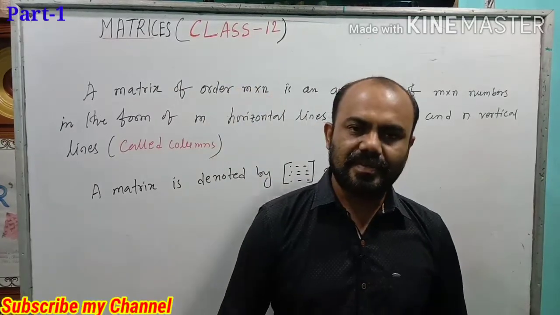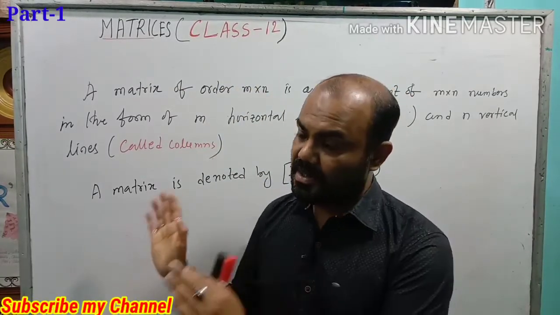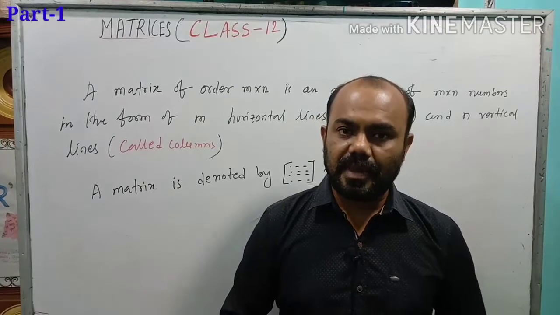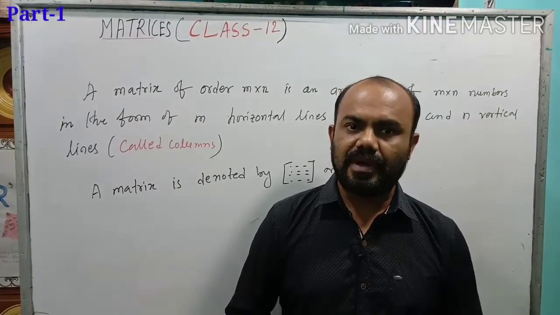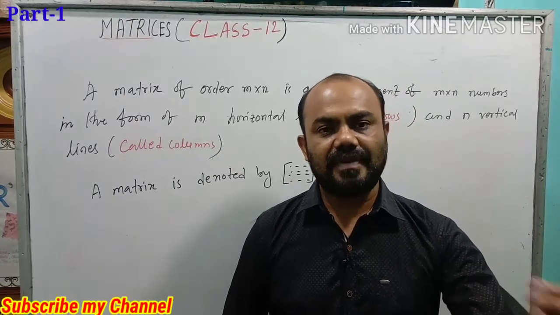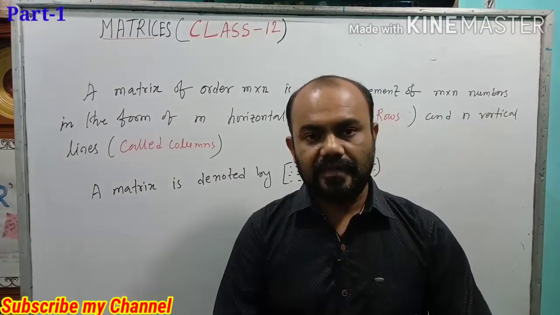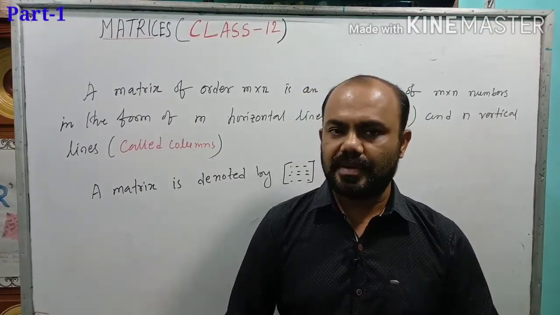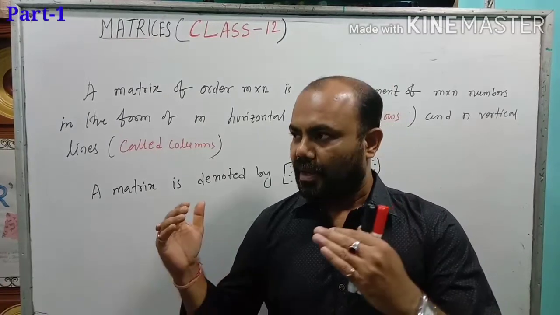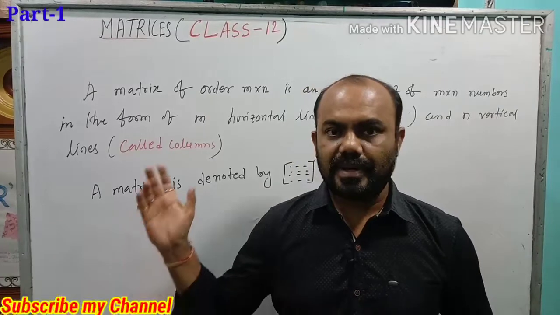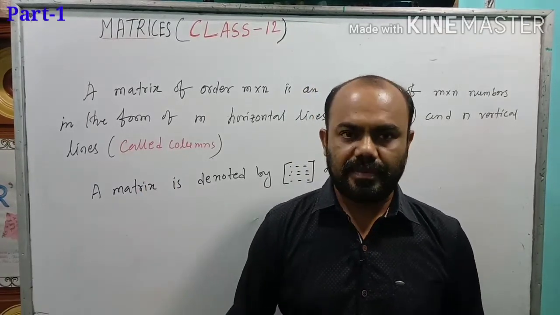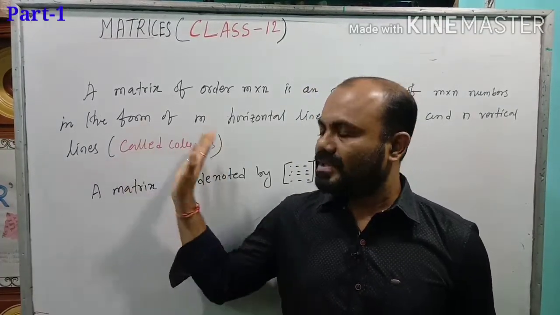But what is a determinant? A determinant is also an arrangement of numbers or some elements, but a determinant has a value. Every determinant has its value. This is the main difference between a matrix and a determinant. A determinant has a value, but a matrix does not have a value. So this is the main difference.